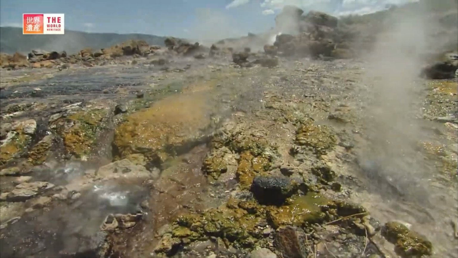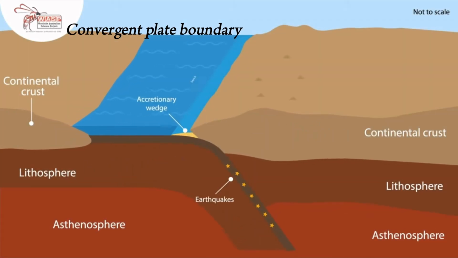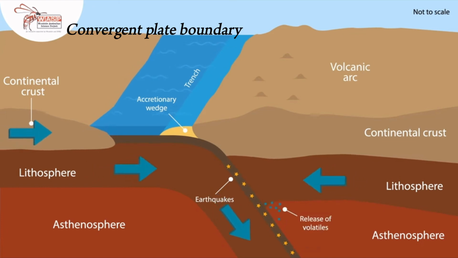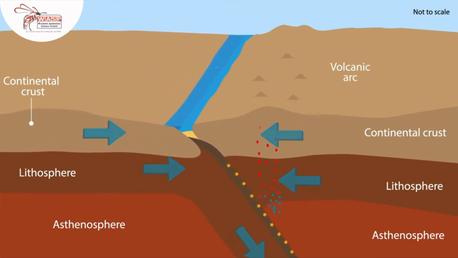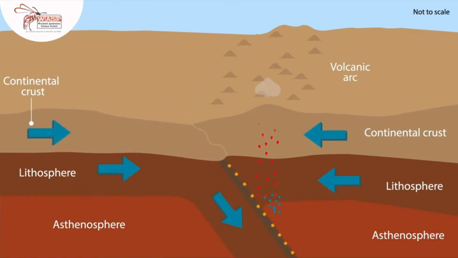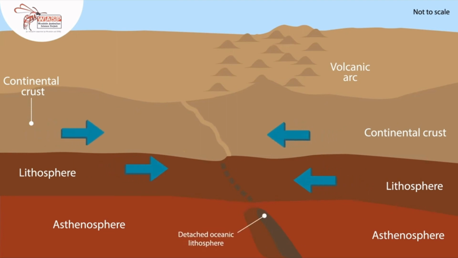Second is the convergent plate boundary. A convergent boundary is a tectonic boundary where two plates are moving toward each other. If the two plates are of equal density, they usually push up against each other, forming a mountain chain. If they are of unequal density, one plate usually sinks beneath the other in a subduction zone.